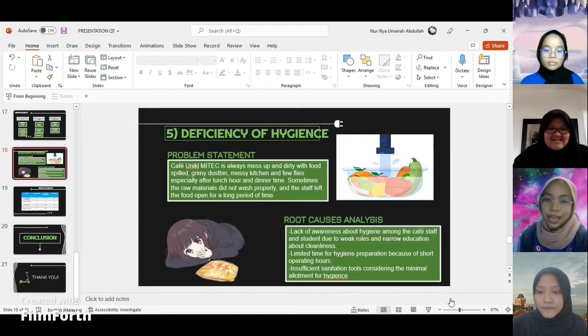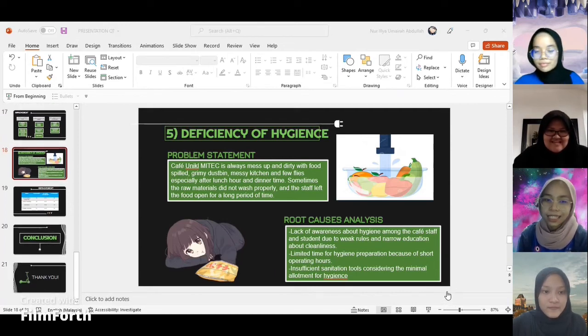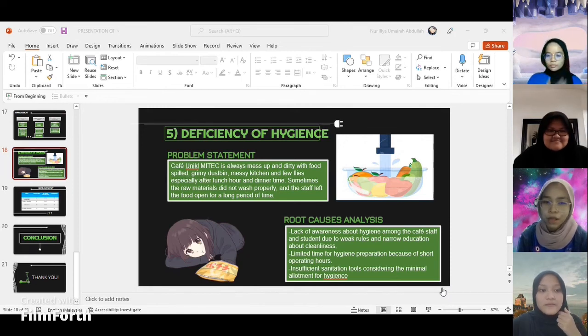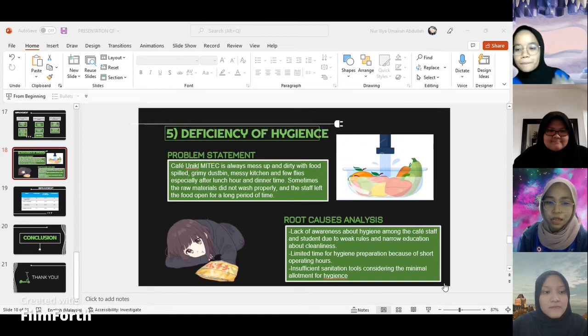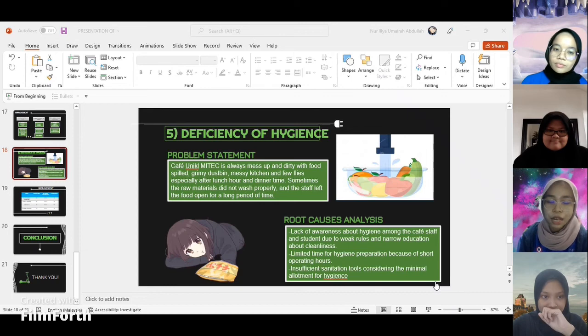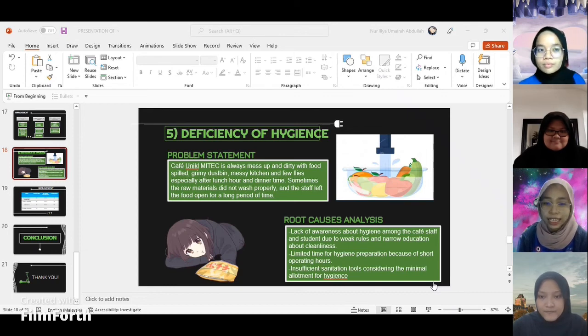Okay, the last problem statement is deficiency of hygiene. The problem statement is that Cafe Unique Almitech is always messy and dirty with food spills, grimy dustbins, a messy kitchen, and a few flies, especially after lunch hour and dinner time. Sometimes the raw material is not washed properly, like the staff do not wash the vegetables and fruit, and the staff leave the food open for a long period of time.